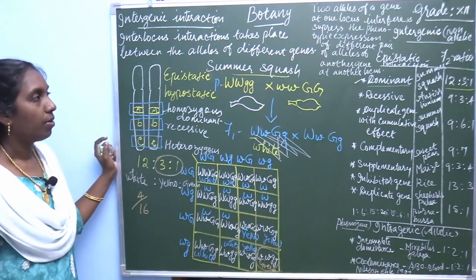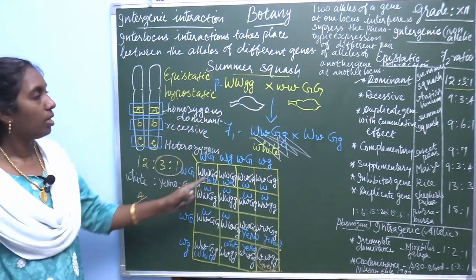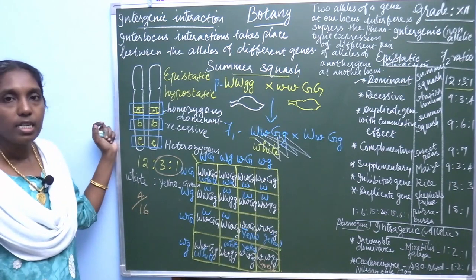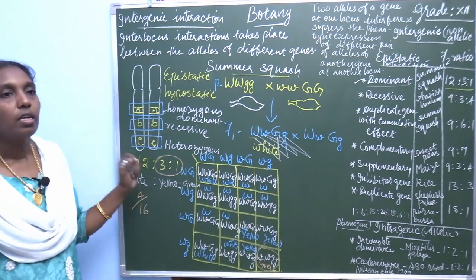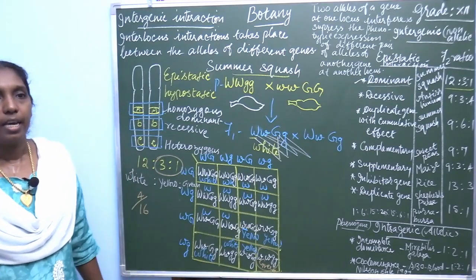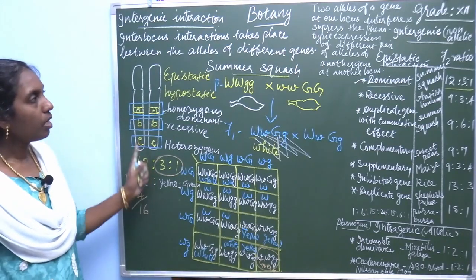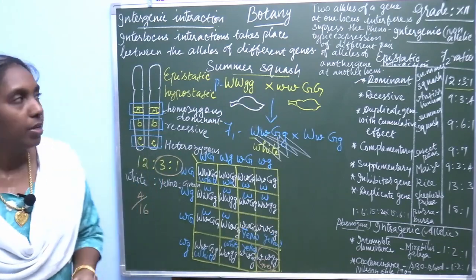So this is one of the very important questions. The first question is to learn this dominant epistasis. The second question is polygenic inheritance.